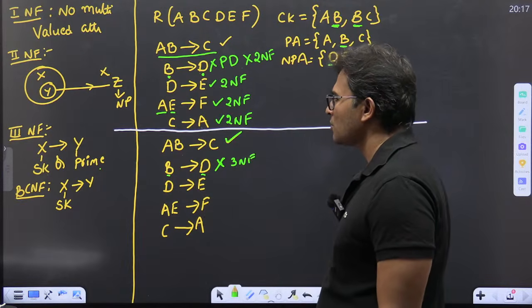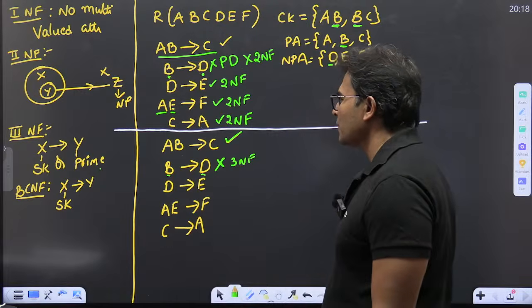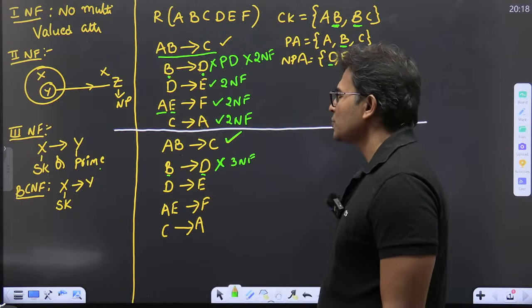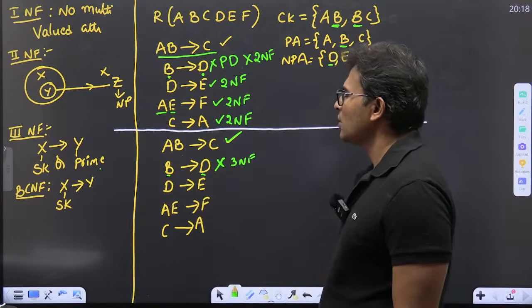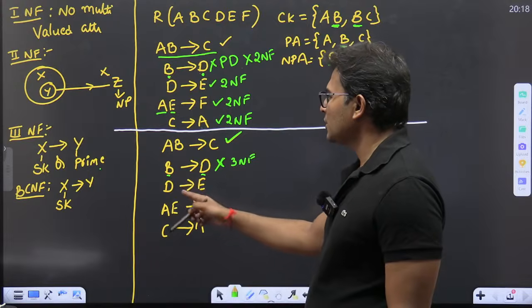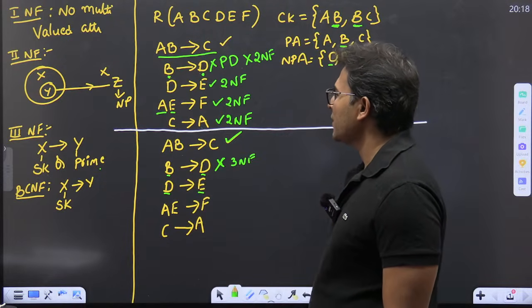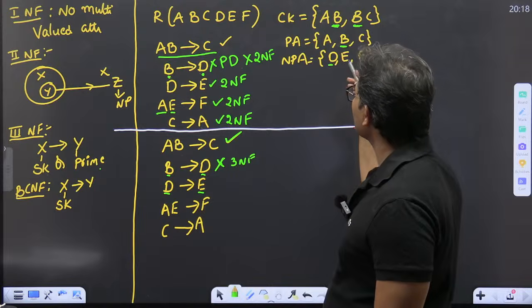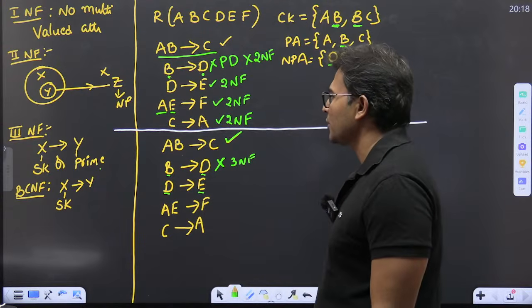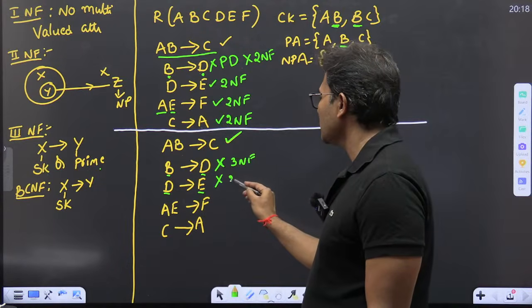Because in third normal form, the left side has to be a super key or the right side has to be prime, but these two are not valid. Now again, here also the left side is not a super key and the right side is not a prime attribute. E is a non-prime attribute. So this is also not in third normal form.